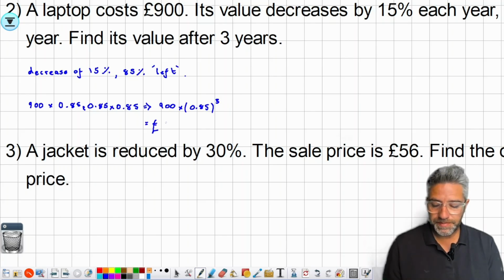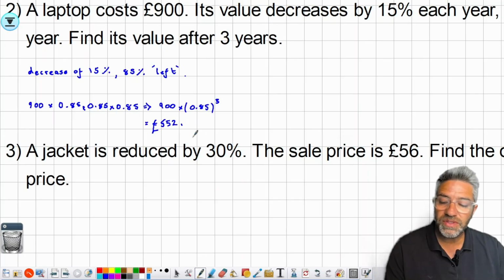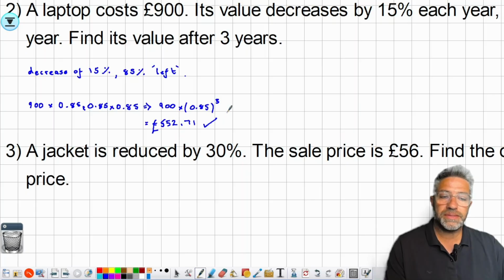Calculator at the ready. 900 times open brackets 0.85 close brackets to the power 3, execute. Again, I've got to change the format of my answer. And this time, whilst I've already written the units in preparation, my answer is £552. I do need to round off. On this occasion, 71 pence.